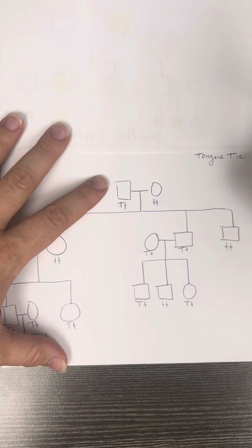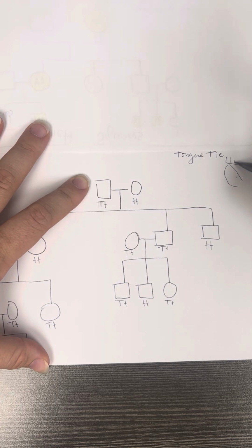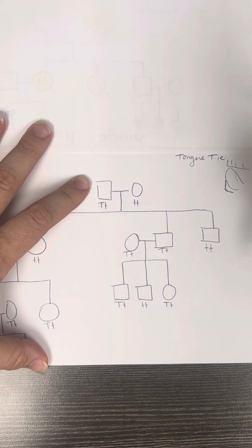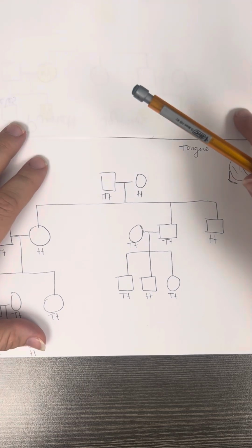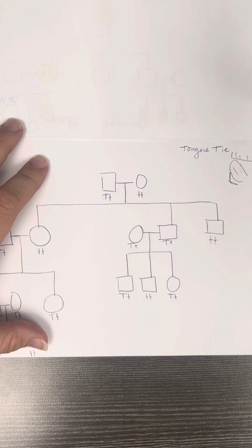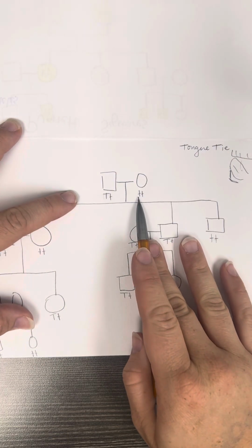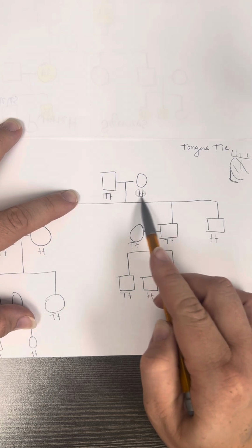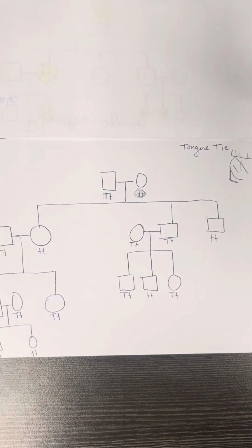So a tongue tie basically is when in the mouth, let's pretend that's the tongue, right? And that's your teeth. Your tongue tie is just this little piece of skin right here, where if it goes too far up, you can't lift your tongue all the way up. That's what a tongue tie is. Okay, that's all we're measuring right here. So this trait is tracked through a homozygous recessive gene. So if it's homozygous recessive, that means I'm going to have two lowercase letters.